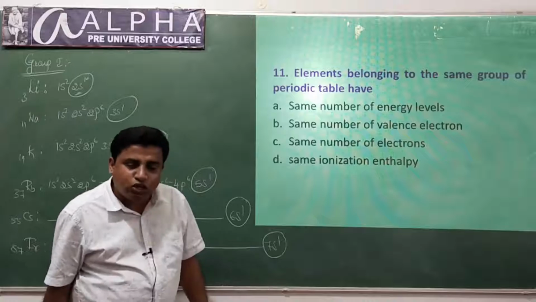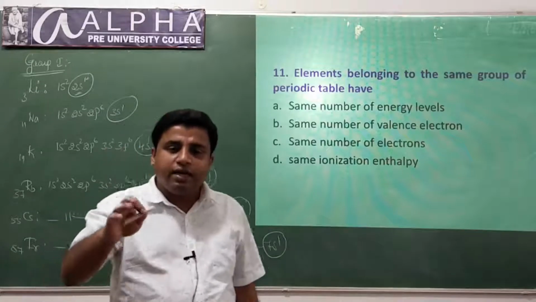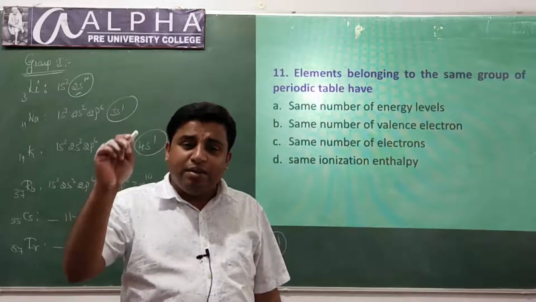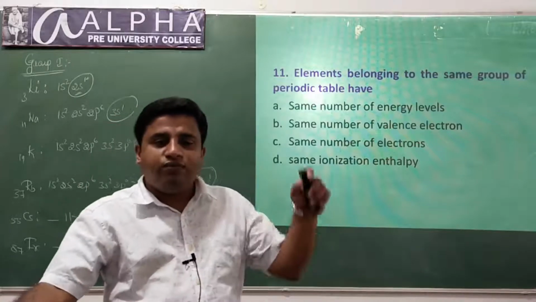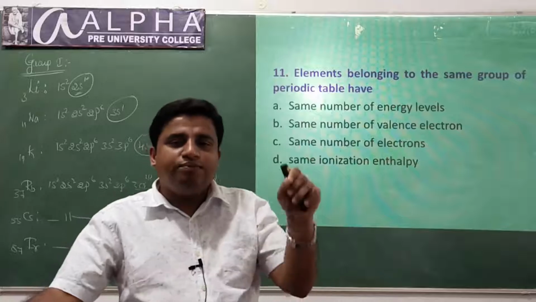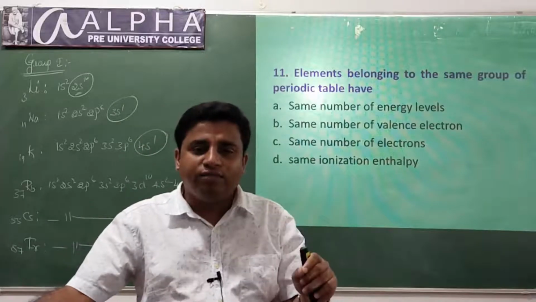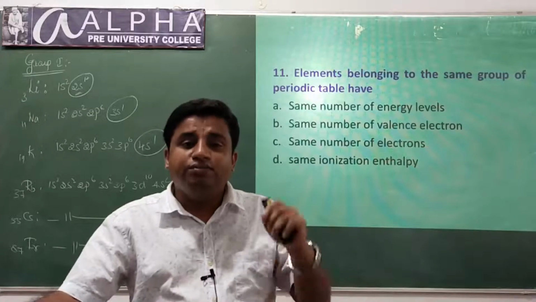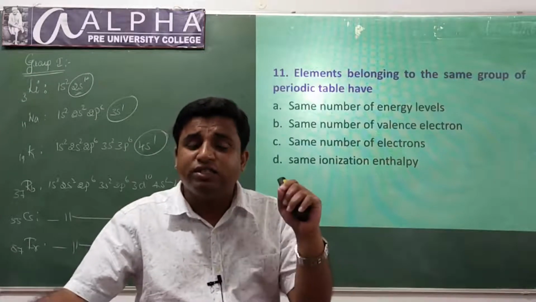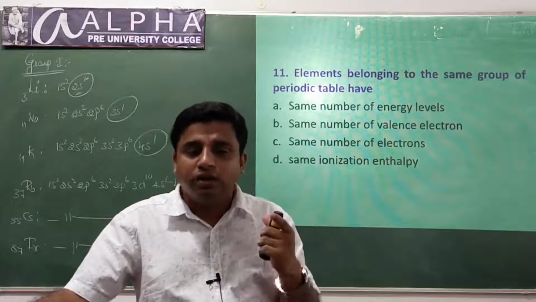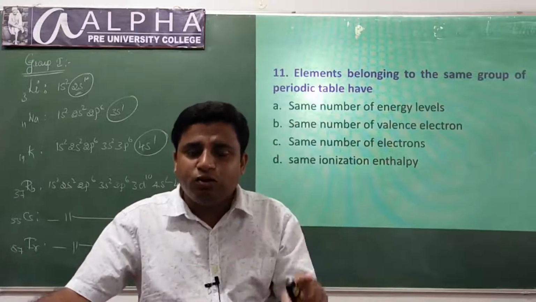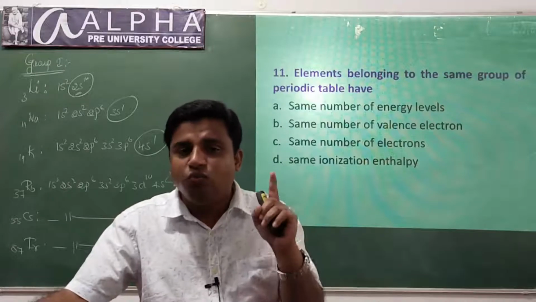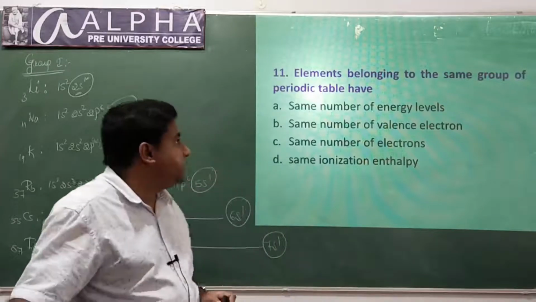So the conclusion is, you take elements belonging to any group. If the elements belong to the same group, then those elements will have same number of electrons in the outermost shell or valency shell. Got it? You should remember this. So what is the correct answer?